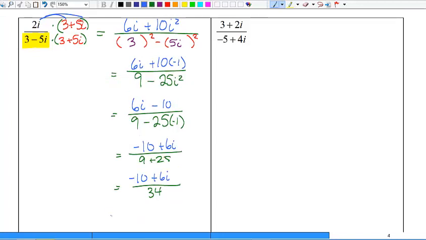So then I want to reduce this into negative 10 over 34 plus 6 over 34i. Now negative 10 over 34 reduces by 2 to negative 5/17, and 6 over 34 reduces by 2 to 3/17 i. And that is my final answer in a plus bi form. So to remind you, if you have a binomial with an imaginary number in the denominator, to get it out of the denominator so that you can write it in a plus bi form, you multiply by the conjugate.